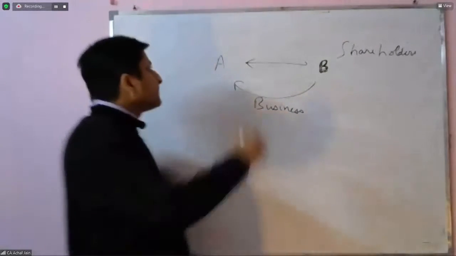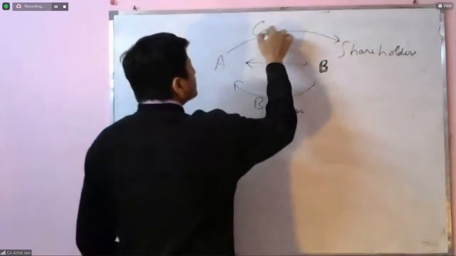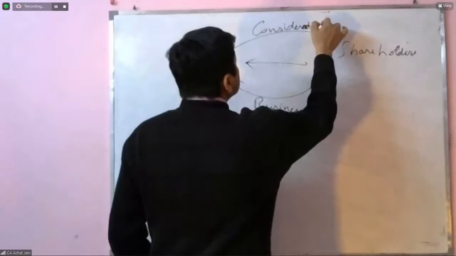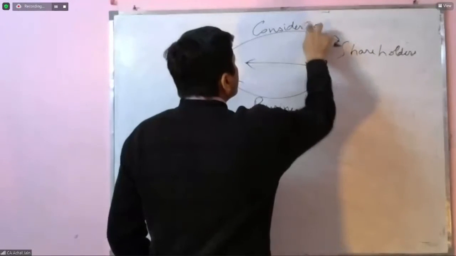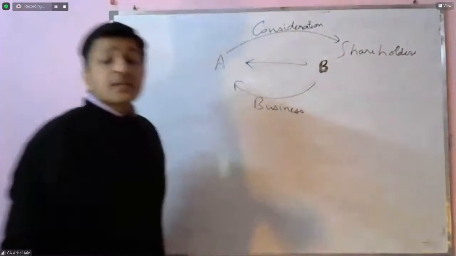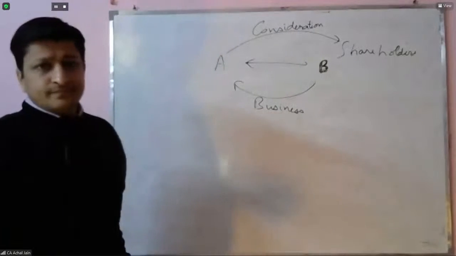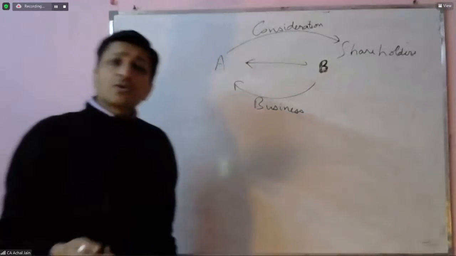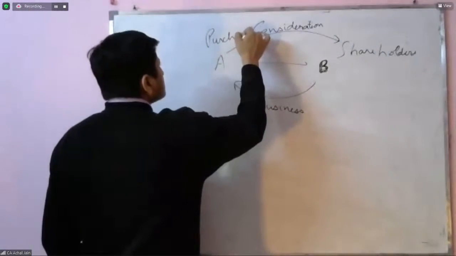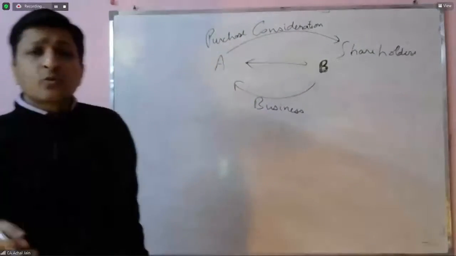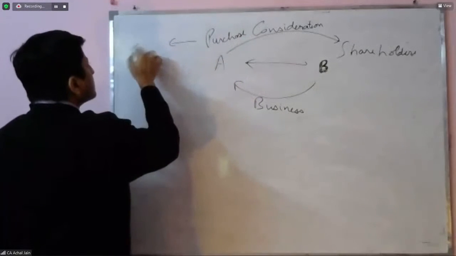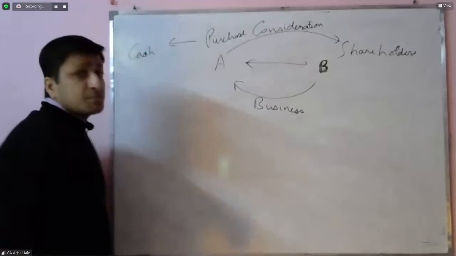Now, this consideration or return from A to B is called the consideration paid by A to B. This is also called the purchase consideration. And this purchase consideration could be in various forms. One, it could be through cash, which means money is paid.